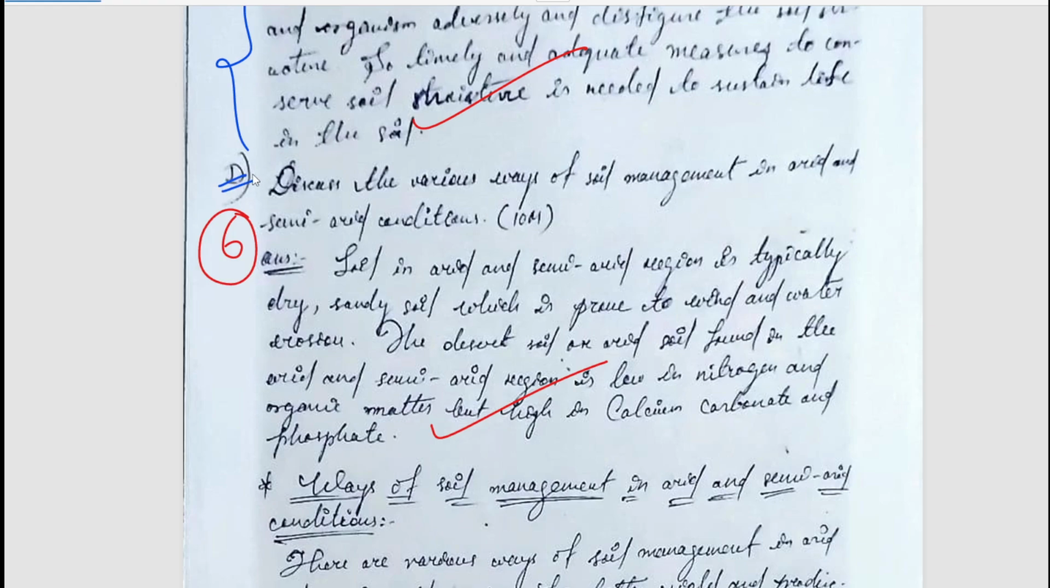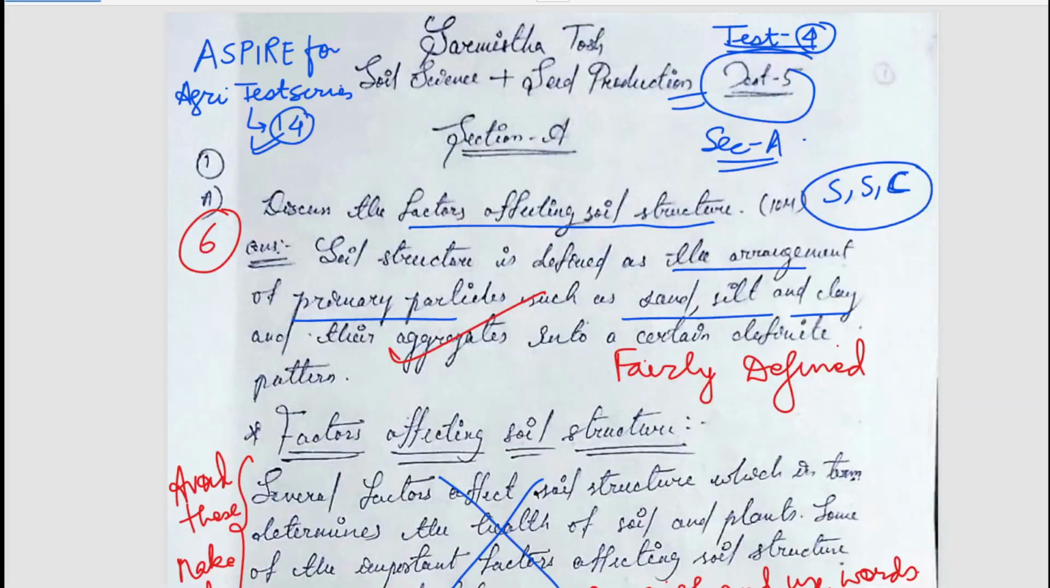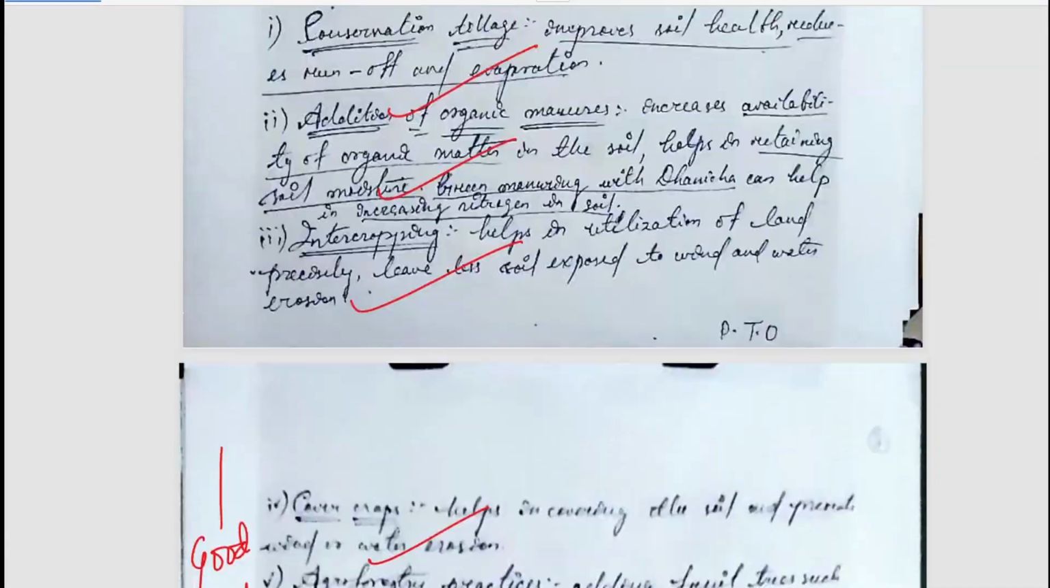The next question is, discuss the various ways of soil management in arid and semi-arid conditions. You may wonder why there are so many soil questions only. This test was a sectional test of soil science and seed production. In section A, questions of soil science have been asked. In section B, questions on seed production have been asked, and we are discussing section A today. That is why all the questions are from soil science. Now let's move to the next question.